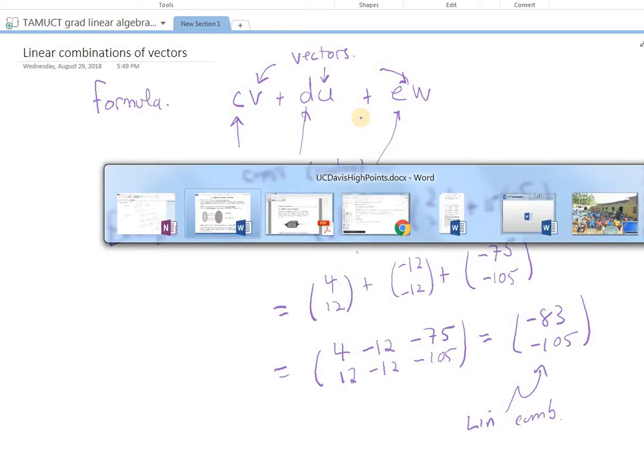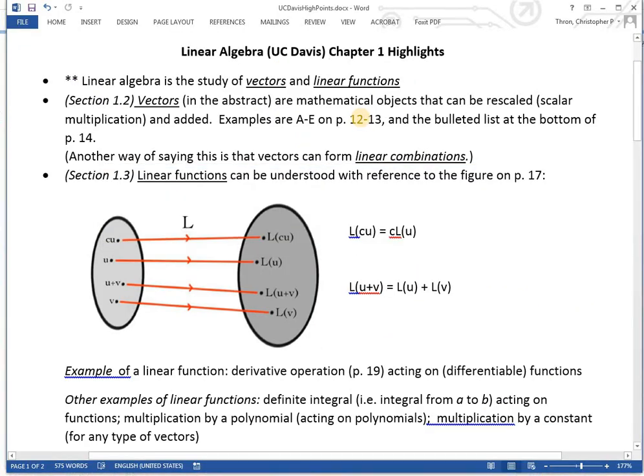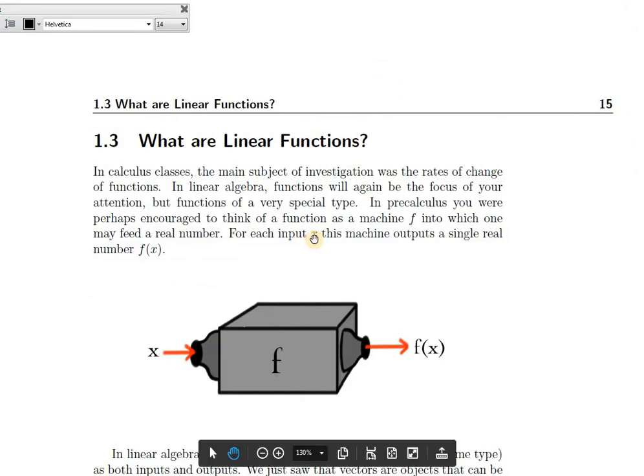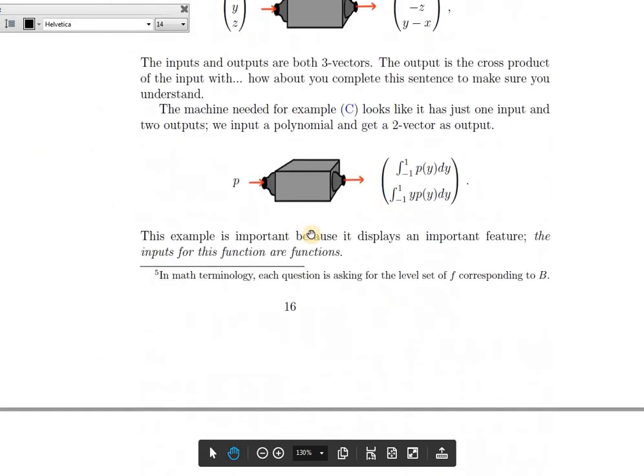All right, so let me go back to my outline. So I mentioned that linear algebra is the study of vectors and linear functions. We talked about vectors, what they are. Let's talk about linear functions, what they are. Okay. The linear functions can be understood with reference to the figure on page 17. So let's go to the figure on page 17, which I've reproduced down here. We can jump to the PDF and see that. So we're in 15, so we're almost there.